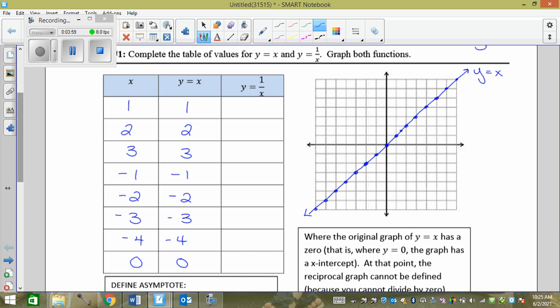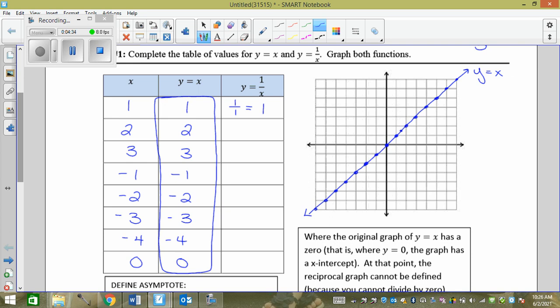Okay? When we do the reciprocal of the line y equals x, we just take the function x and we put it under the number 1. That's all we're doing for reciprocals. 1 over x. So if I do 1 over x to get my y, we're going to ignore this line here, because this line correlates to the y's of the y equals x line, right? We're going to do the y's of 1 over x. So if x is 1, my y is going to be 1 over 1, which is 1.